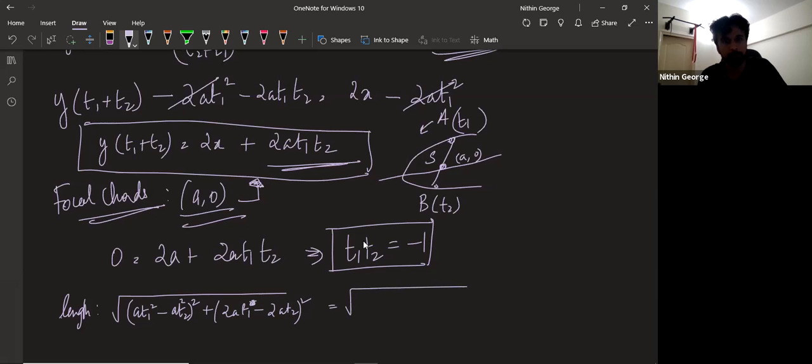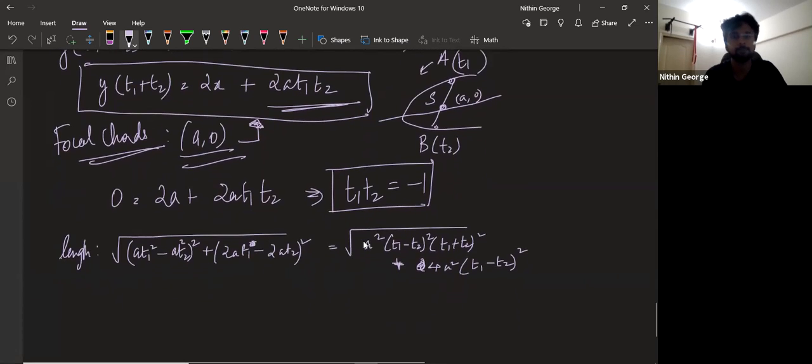Wait. I will take A square common from this, and then I'm left with T1 square minus T2 square, the whole square. That will become T1 minus T2, the whole square, into T1 plus T2, the whole square, minus, sorry, plus. Now I'll take 2A, the whole square outside, which means 4 into A square comes outside, and T1 minus T2, the whole square is here.